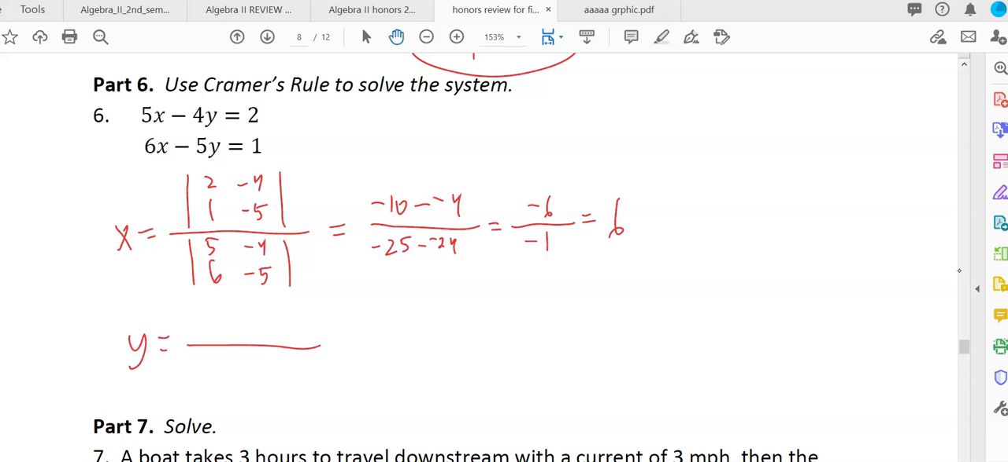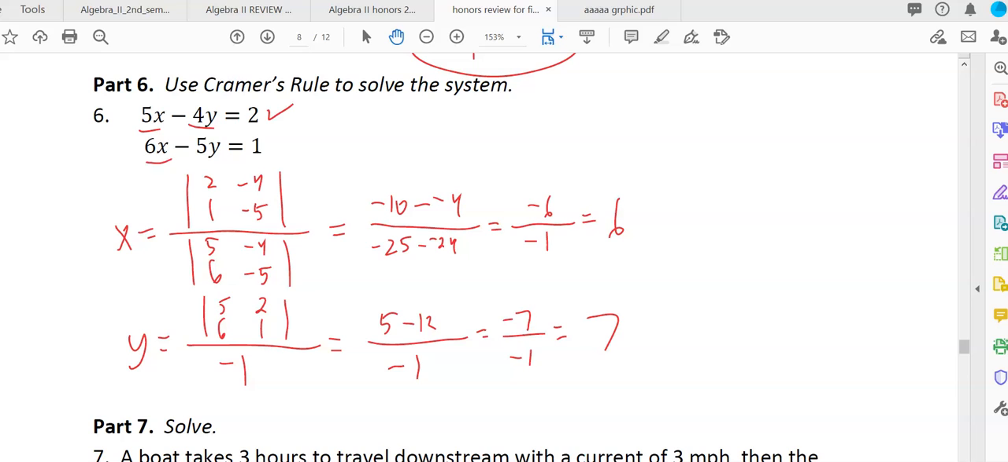Y equals, for this one, I know my denominator is -1, so I'm not going to worry about it. This is going to be 5 and 6 are still there from the coefficients, but I'm plugging in 2 and 1 here. And so in the numerator, I get 5 minus 12, which is -7, over -1, which is 7. So that should work. If I plugged it in, 35 minus 24... plug that in there, that's 30 minus 28 is 2, that works. 36 minus 35 is 1, that works. So that is the ordered pair. I would write it this way, 6, 7.